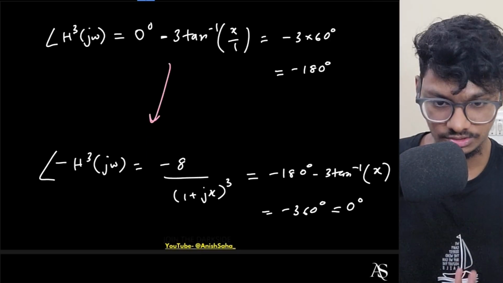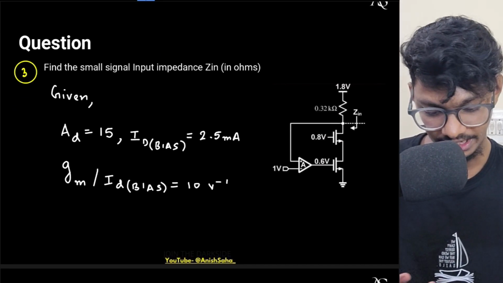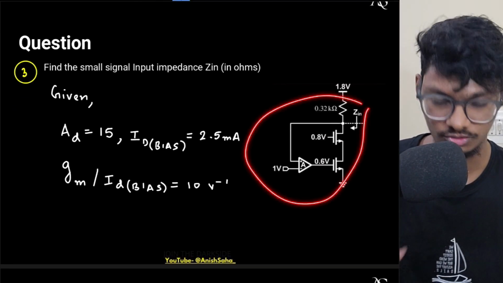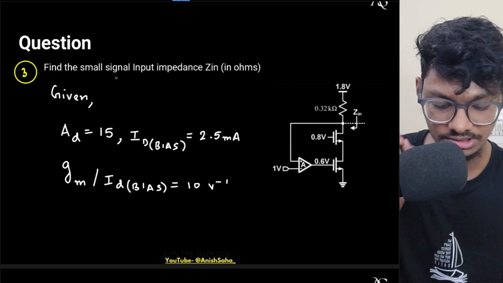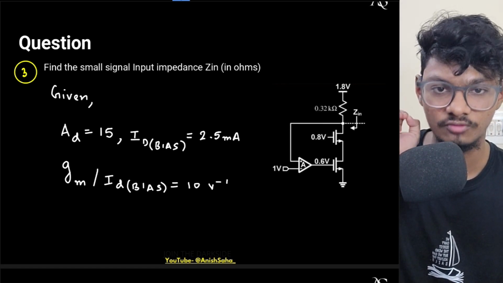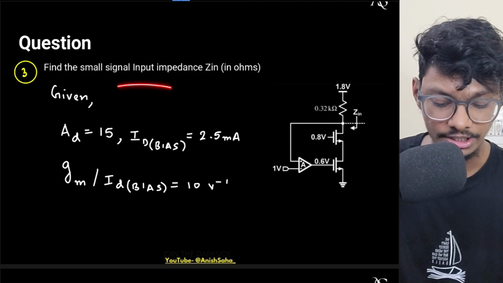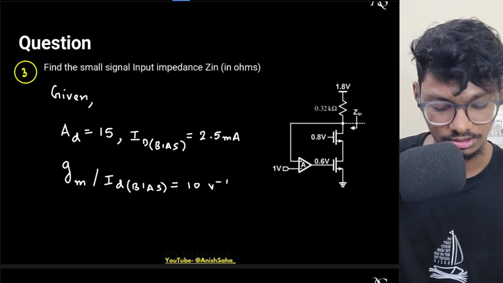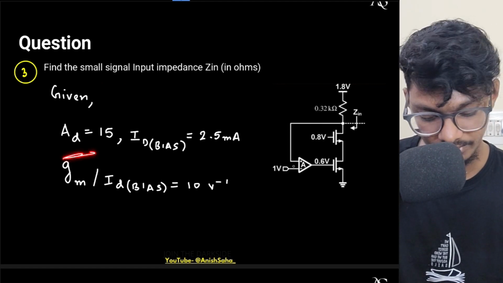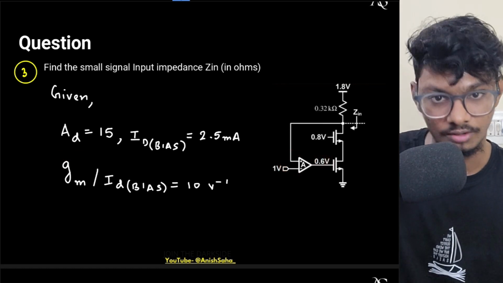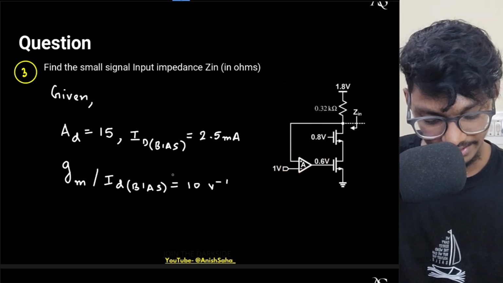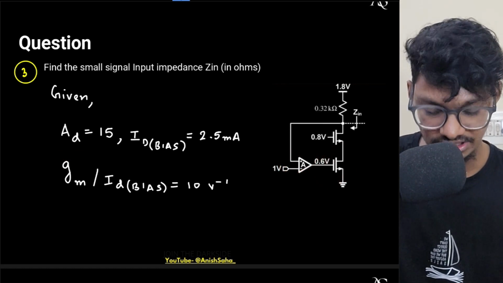So let's move to the next question. So what is this next question telling us? So we have this configuration of op-amp and MOSFET, and they are asking what is the small signal input impedance Zin for the particular circuit. So at first this was DC input impedance, which is incorrect. It should be small signal input impedance. There was some correction in the question. So they have given me this AD value, that is the voltage gain of this op-amp, and the bias currents of these MOSFETs, and the gm by ID value.